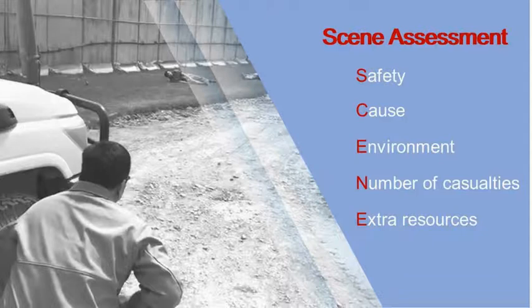Then the first aider assesses the possible cause of the incident, which in this case is an explosion. He then assesses the environment, which could be fire, oncoming traffic, electric cables, standing water, etc. He estimates the number of casualties in order to prioritize care if faced with mass casualty, and finally assesses the extra resources that could be needed, such as medical help, firefighters, extrication devices, etc.